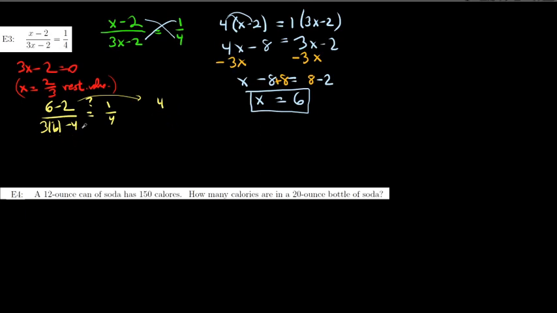I didn't copy the problem down correctly. So, okay, easy fix. So 3 times 6 minus 2. So this was 4. 6 minus 2 is 4. That was correct. But this is 18 minus 2, which is 16.